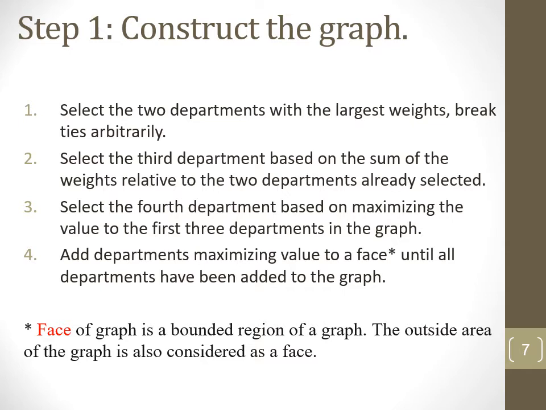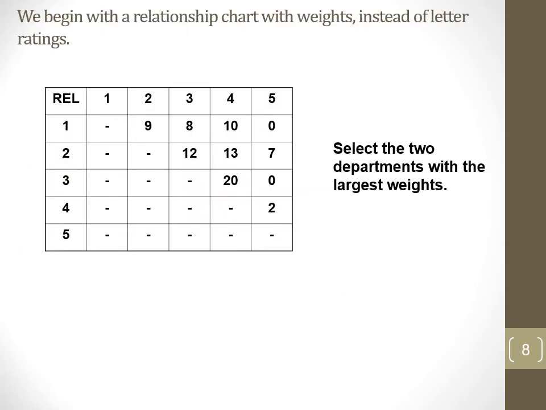So whenever we select a department, we try to place that department in one of these phases, and by doing this, we try to maximize the weight. So the example will be helpful in understanding. Consider this example. We are given a relationship chart with weights. So these weights show the relationship between the departments. These are departments 1 up to 5 and departments 1 up to 5. And then instead of the letter ratings A, E, and etc., we replace them with such weights. So a larger weight means a more relation between the departments.